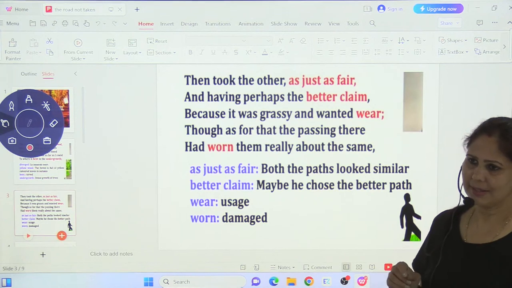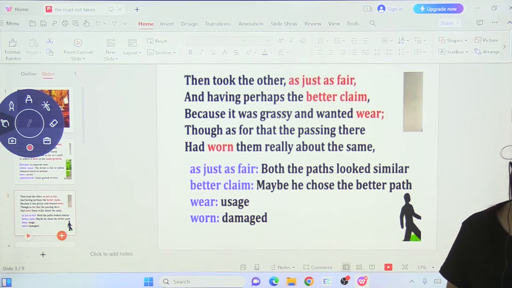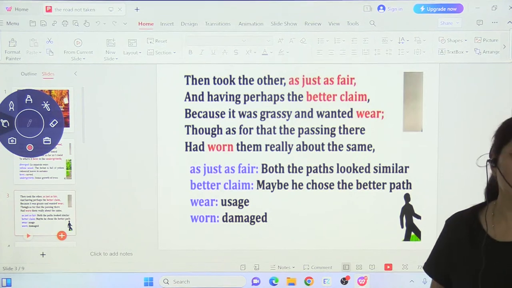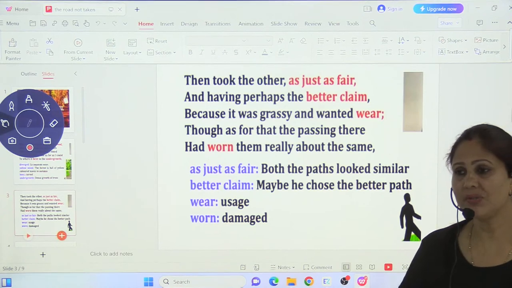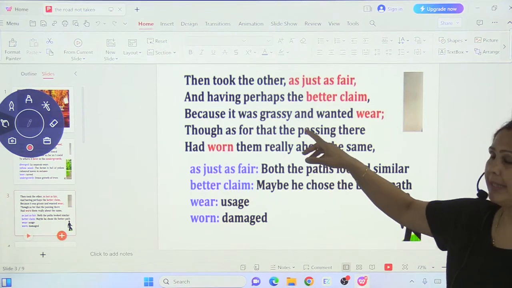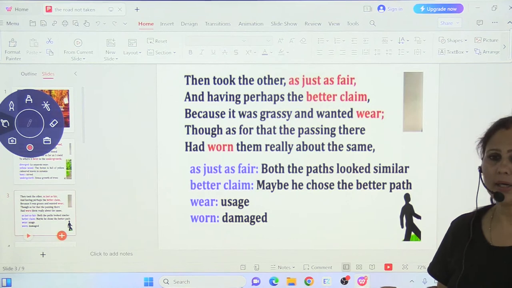Okay, let me give you an example. If there are people who are always following the same path which is followed by many, can he stand apart from the crowd? Because he wanted to stand apart. He wanted to be different from others. Okay, he was willing to be different from others. He doesn't want to follow the same path which was followed by many people. So that is the reason he chose the one which was not traveled by many people and which had a lot of growth on it.